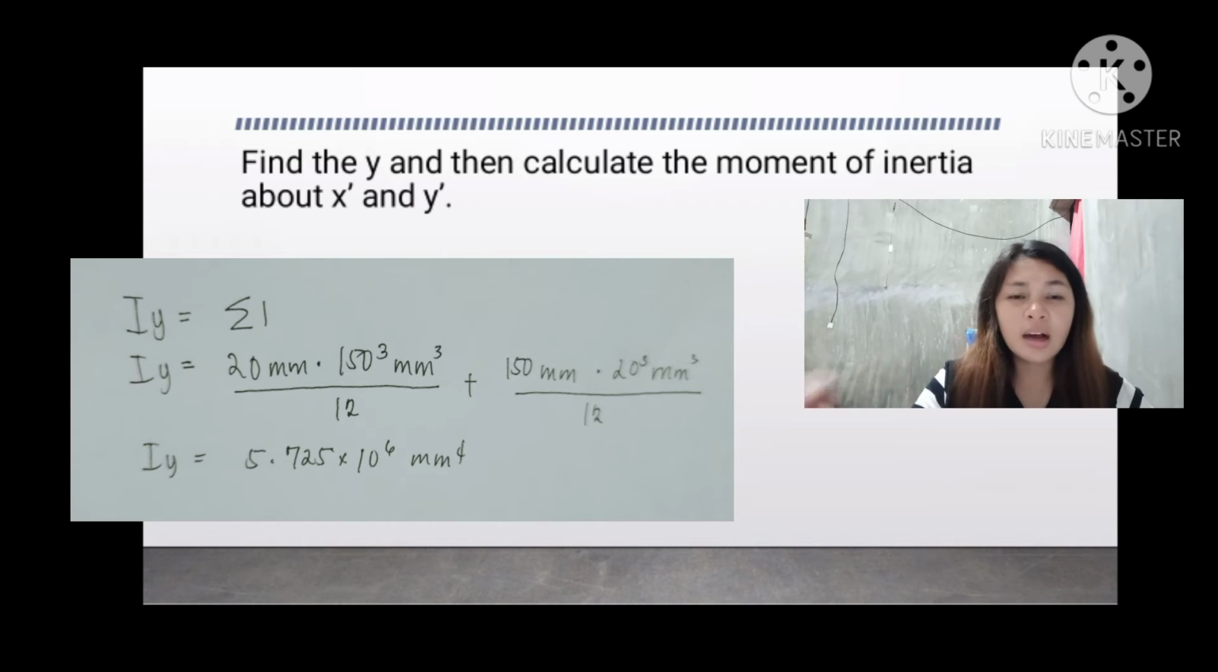So this calculation is derived from the formula we have said earlier, which is base times height cube over 12. So that's the formula we used to base our result.